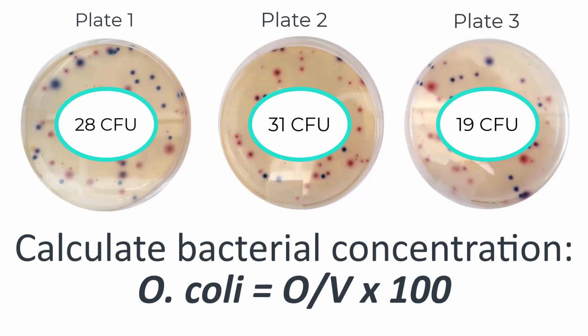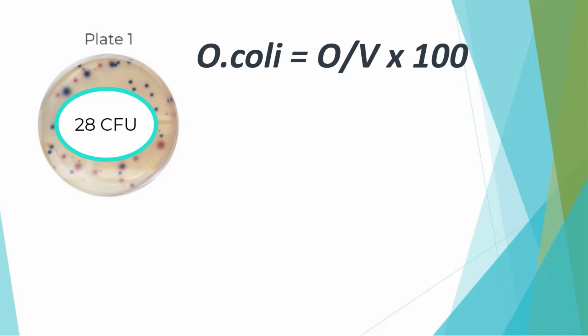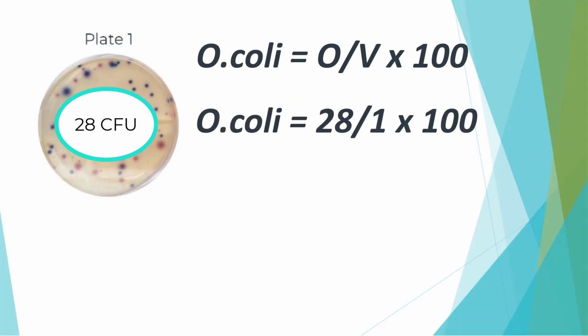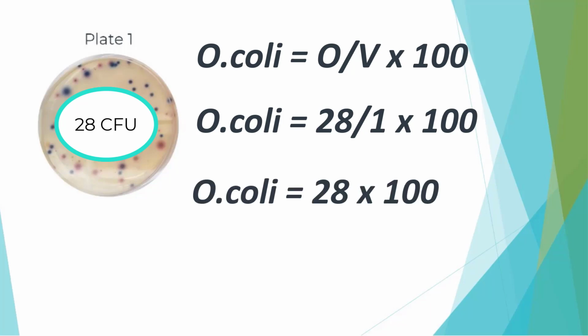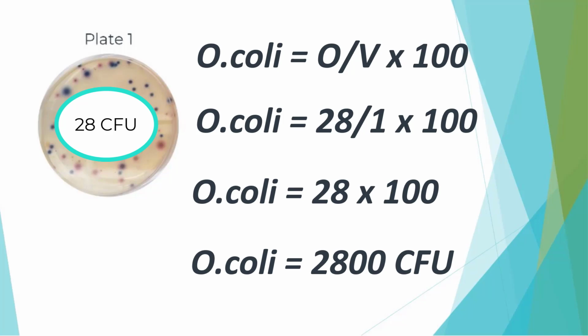Now, let's use this equation to calculate the bacterial concentration per plate for other coliforms. We will use O. coli to represent other coliforms. On plate 1, we counted 28 other coliforms colonies, and our sample volume was 1. So again, we will divide the number of colonies counted by the sample volume to get 28. Multiply 28 by 100 for our bacterial concentration for other coliforms, which is 2,800 CFU.